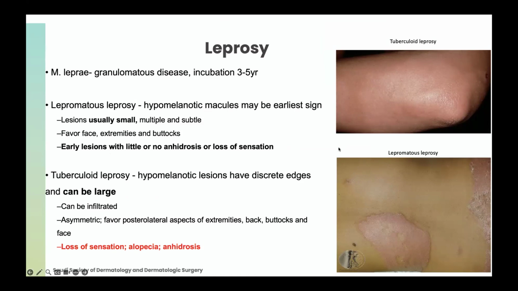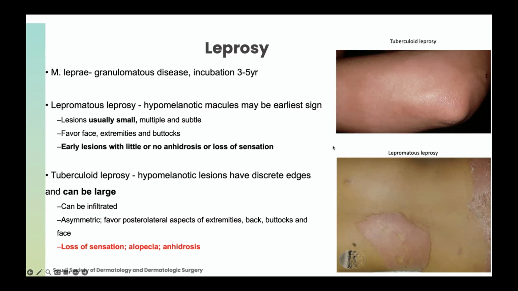So if the host immune response is mostly cell-mediated, with good cell-mediated immunity, the disease will be contained in the granulomas. And then the Mycobacterium leprae will not be able to proliferate very well. And the manifestation will be tuberculoid leprosy with faint hypopigmented patches, and also with loss of sensation in these patches.